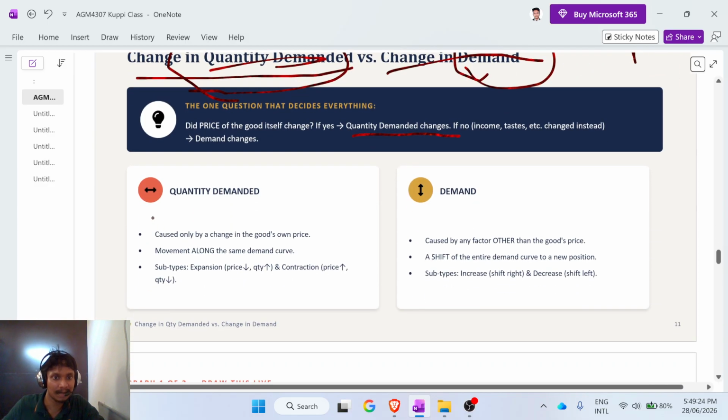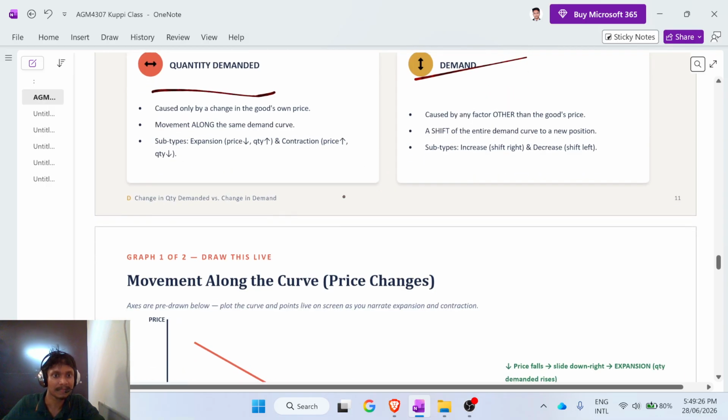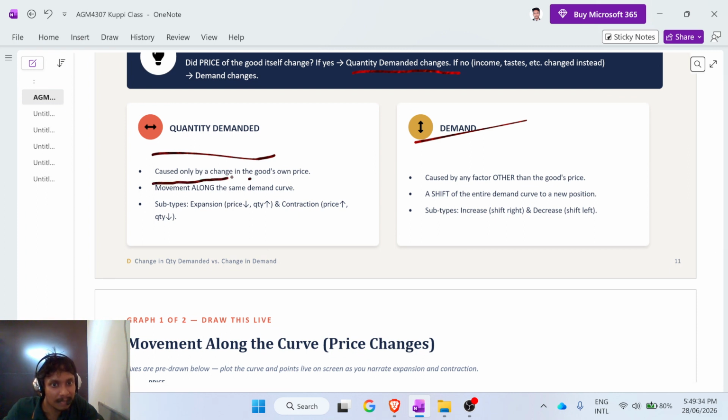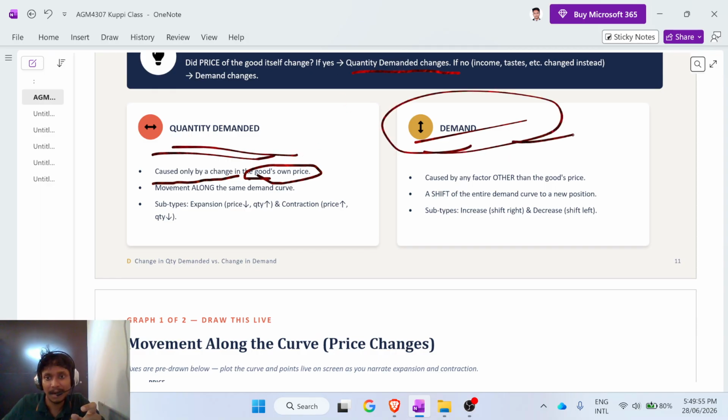We can discuss quantity demanded versus demand. In quantity demanded, the quantity demanded is caused by the good's own price. There is a good A. If the price of the good changes, the quantity demanded will be changed. But in demand, the price will not have changed earlier.